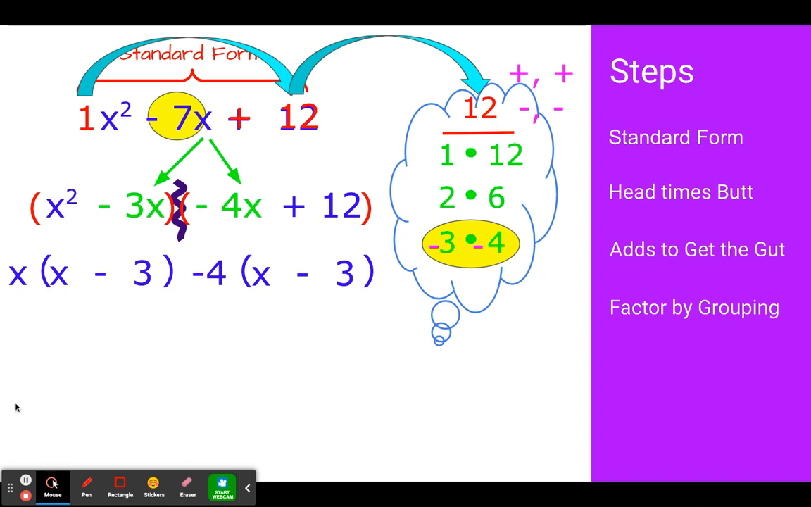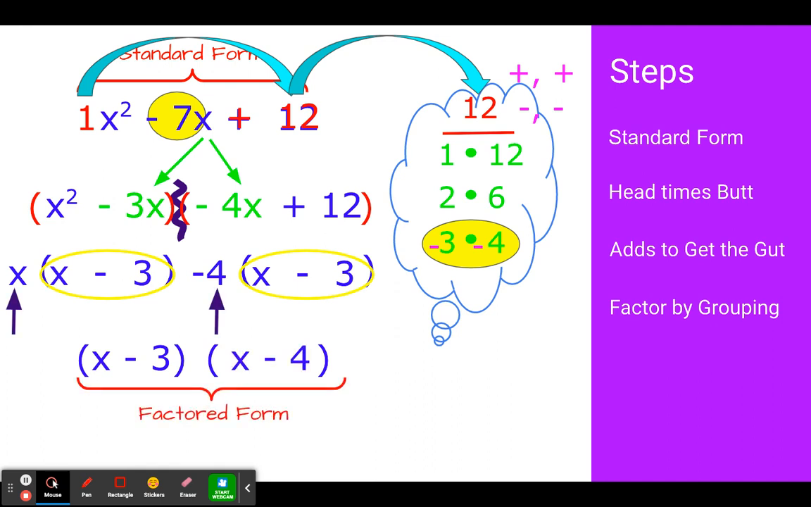So, negative 4 times x is negative 4x. Negative 4 times negative 3 is a positive 12. They both share an x minus 3, so I pull that out, and I'm left over with x minus 4. Once again, this is the factored form, and you can check by graphing in Desmos.